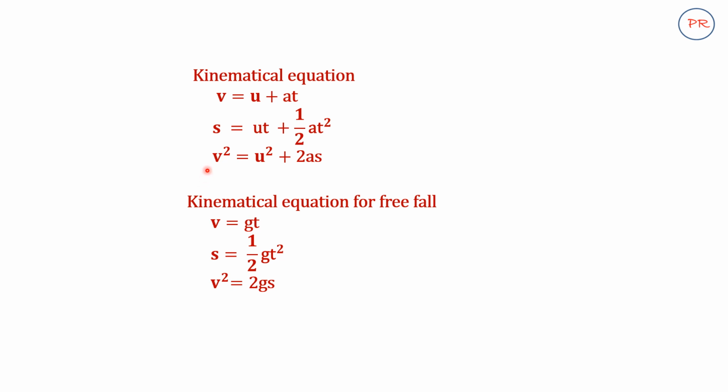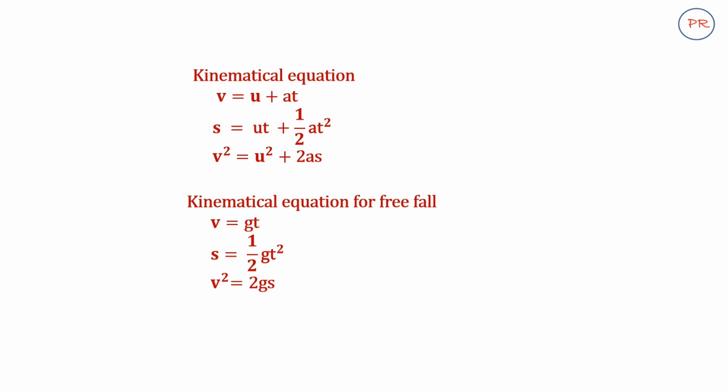The third kinematical equation, v square is equal to u square plus 2as, will become v square is equal to 2gs, because here again u is 0 and a is equal to g.